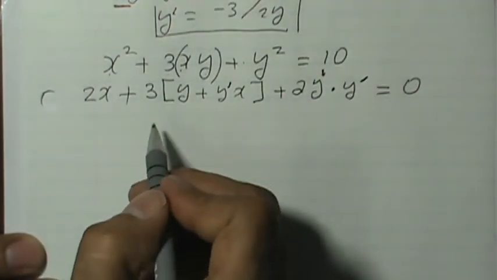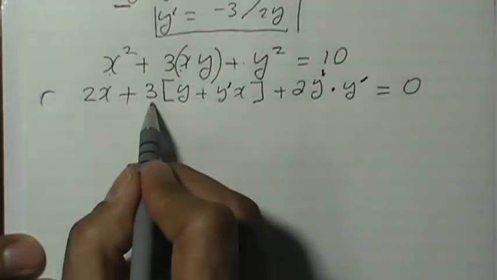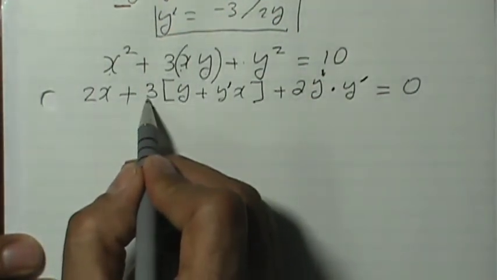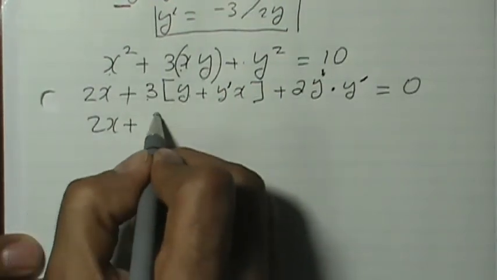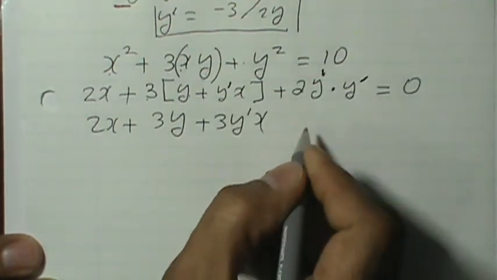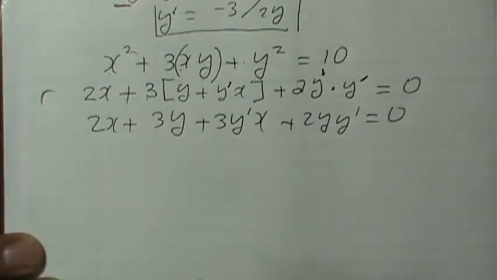Now in order to get y prime by itself, slowly, step by step, first we've got to expand the bracket, multiplying by 3 outside the bracket. So we have 2x plus 3 times y would be 3y. Plus 3y prime x plus 2y y prime equals to 0.